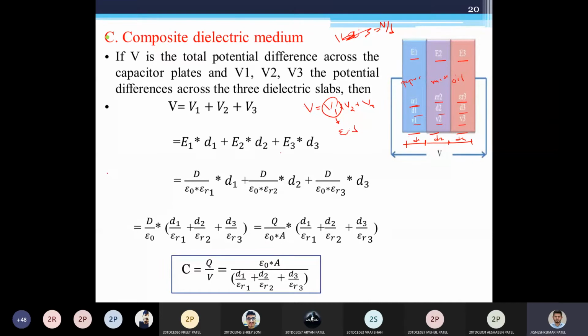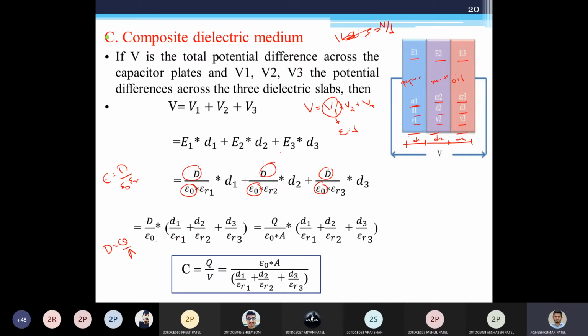I can put the value of E as D upon epsilon 0 into epsilon R. Here these three media are different, so the three relative permittivities are epsilon R1, R2, and R3. So I put D upon epsilon 0 epsilon R1, D upon epsilon 0 epsilon R2, and D upon epsilon 0 epsilon R3, with d1, d2, and d3 as they are, no change in that. Then I take D and epsilon 0 common from each term, because each term has them. So I get V equals D upon epsilon 0 into d1 upon epsilon R1 plus d2 upon epsilon R2 plus d3 upon epsilon R3. Then I put the value of D as Q by A.